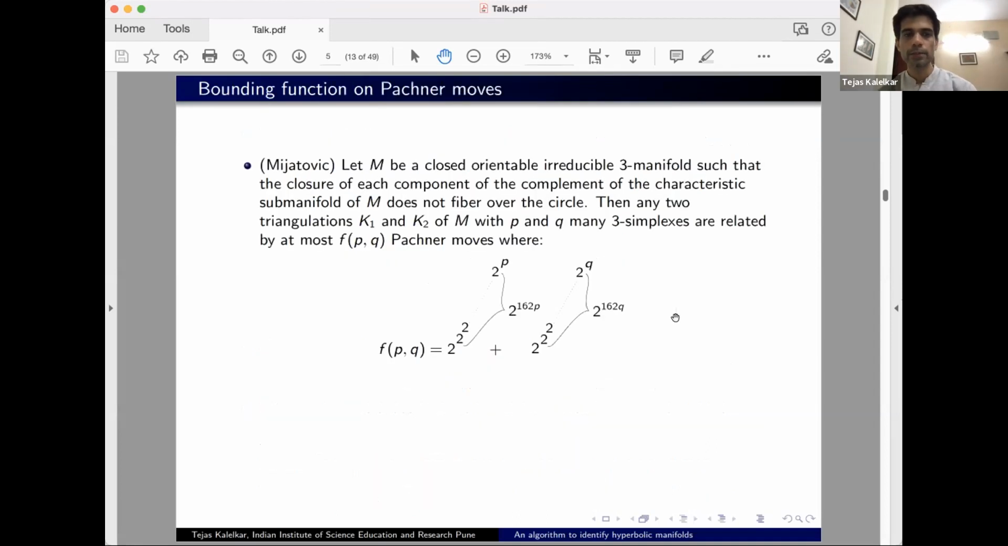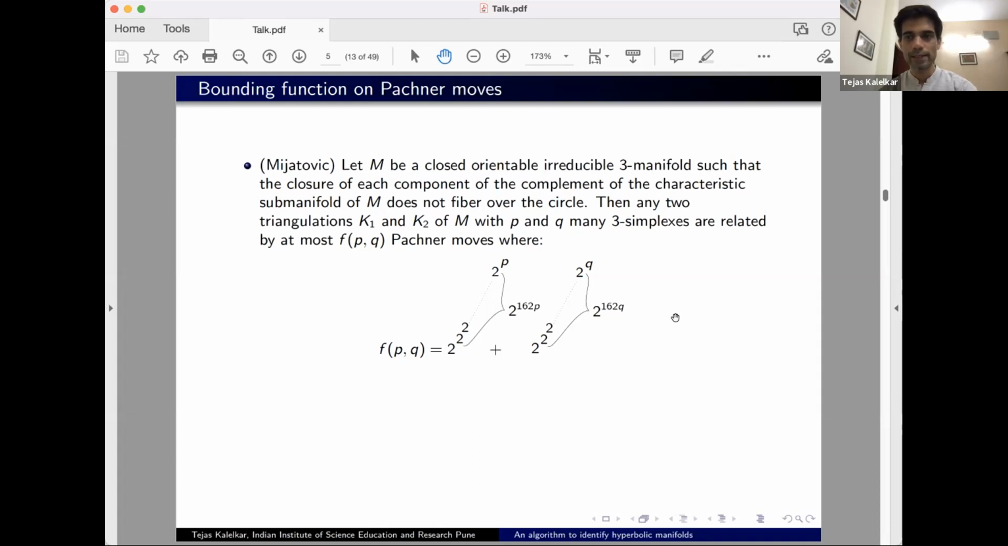So in this direction, Mijatovic has proved that for a large class of closed orientable irreducible 3-manifolds, there is such a bounding function, F(P, Q). And as expected, this function is a bounded tower of exponentials. So the bound that you get is 2 raised to 2 raised to 2, this whole tower of exponentials raised to the number of tetrahedra. And the height of this tower itself is an exponential. It's 2 raised to 162 times the number of tetrahedra.